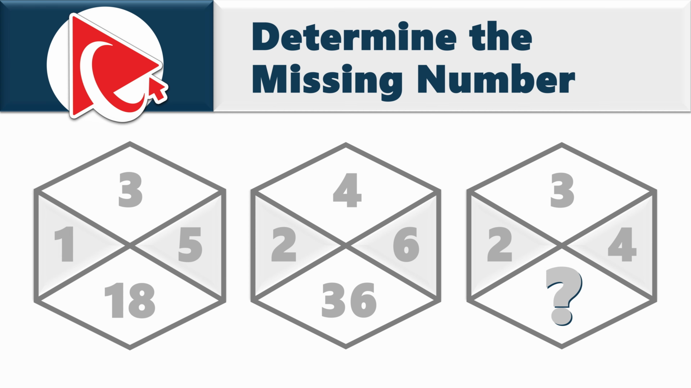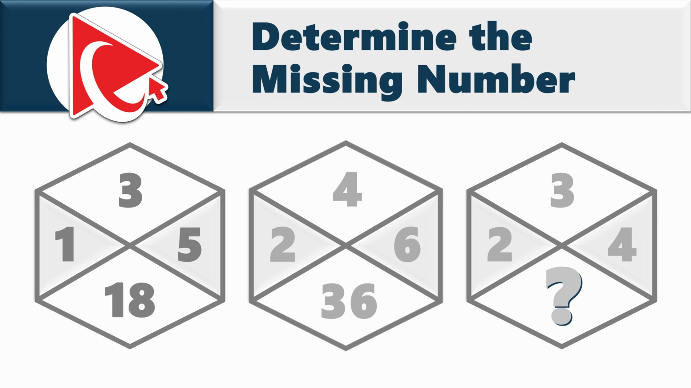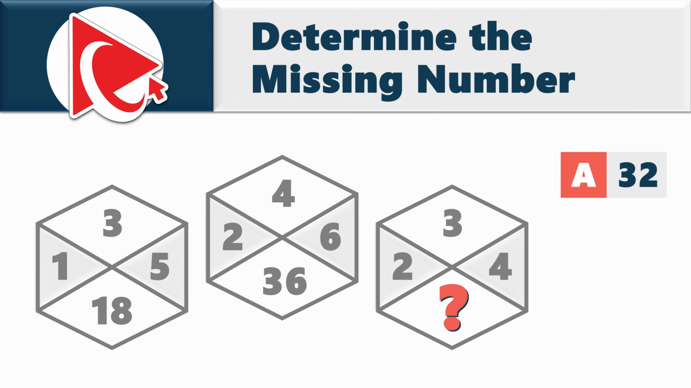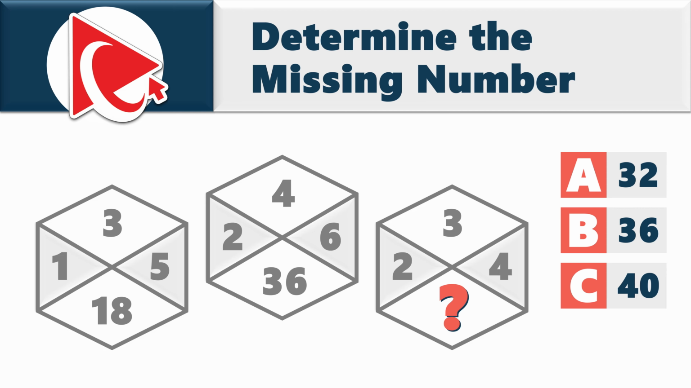The first shape has numbers 1, 3, 5, and 18. The second shape has numbers 2, 4, 6, and 36. The third shape has numbers 2, 3, and 4. And then comes the missing number, which you need to calculate and select out of 4 possible choices. Choice A, 32. Choice B, 36. Choice C, 40. And last but not least, choice D, 54.